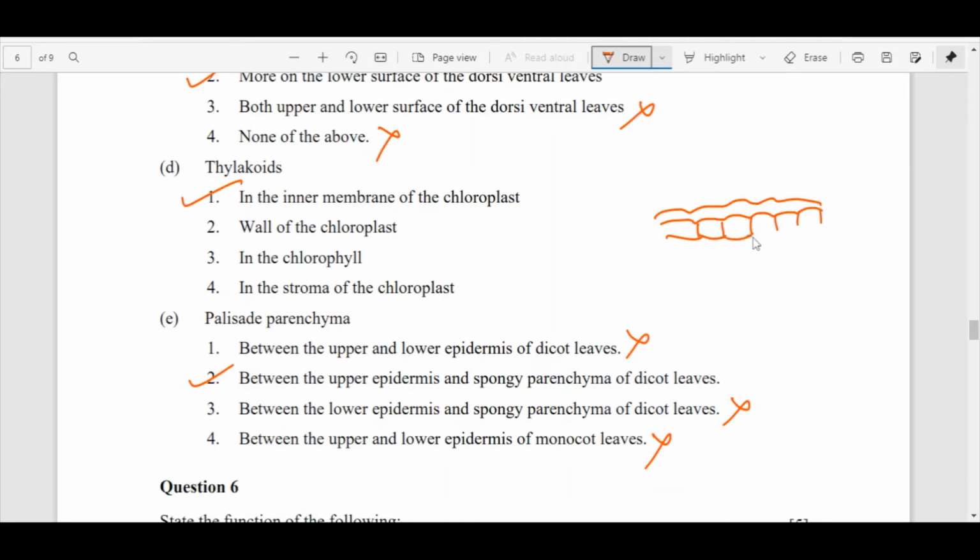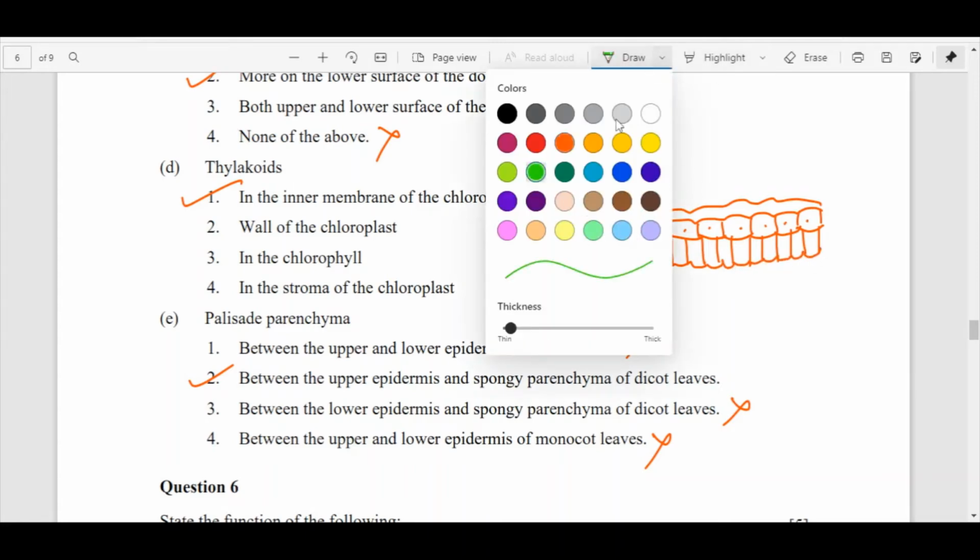ठीक है, अपर एपिडर्मिस के एपिडर्मल सेल्स हैं ये, और इन्हीं के जस्ट नीचे होता है नेक्स्ट लेयर पेलिसेड मेसोफिल सेल्स का. ओके, पेलिसेड मेसोफिल सेल्स, दे आर लॉन्गिट्यूडनल. You can see, I am clearly showing you in the diagram. And they have lots of chloroplast, children. Lots of chloroplast are present there.